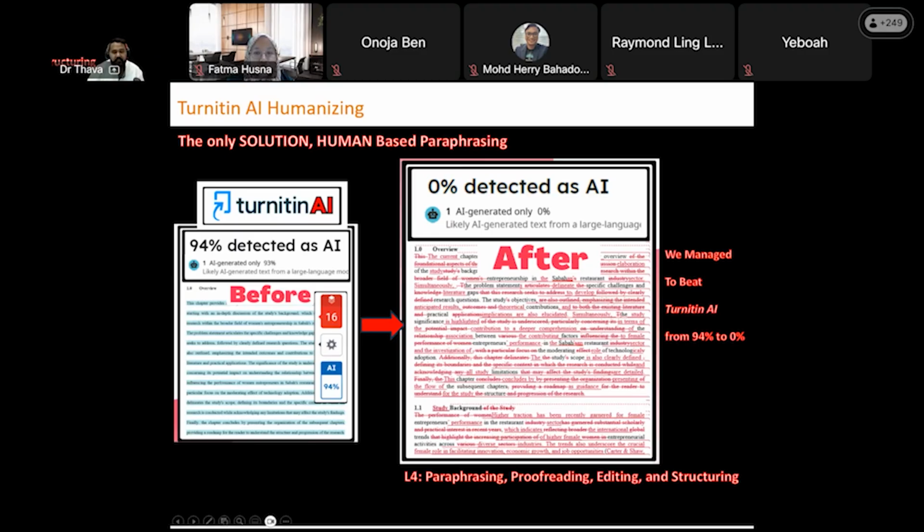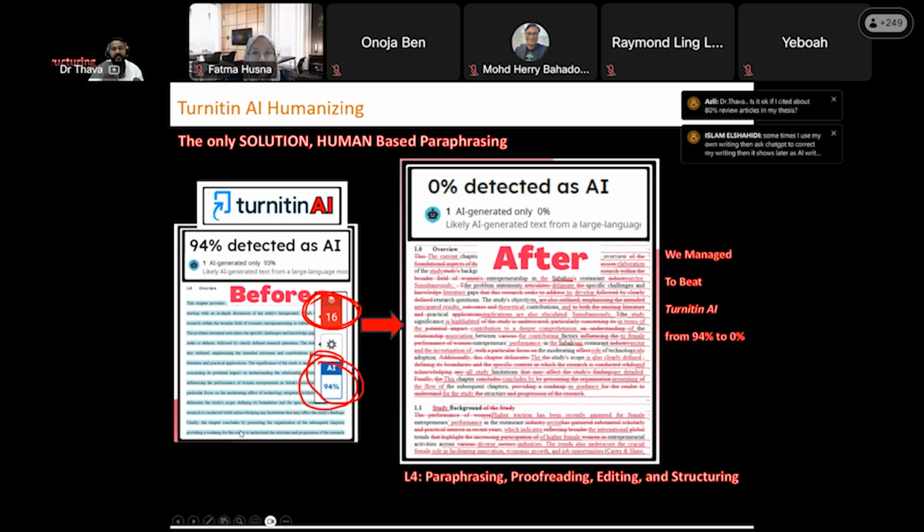Turnitin AI is different. See, this is AI, this is normal. A lot of people think this is Turnitin AI. In reality, it's not. This is Turnitin AI. We got a separate icon. So, Turnitin AI is different. Turnitin AI is really powerful. Yes, it is.